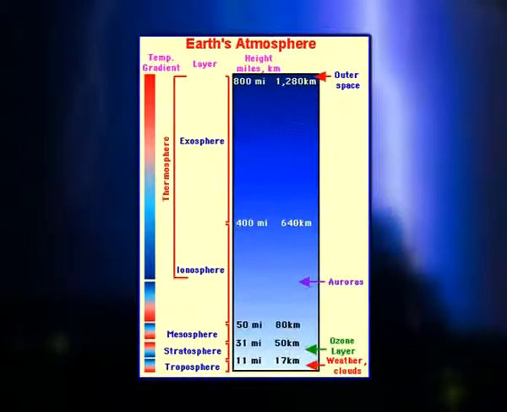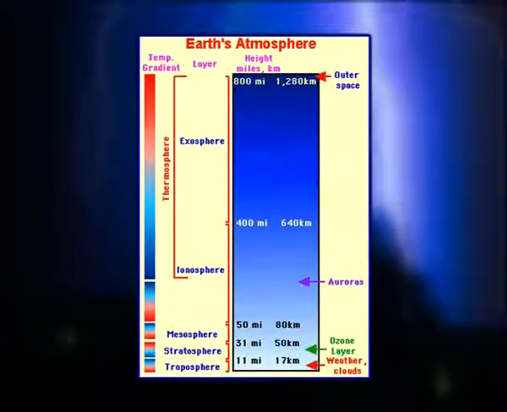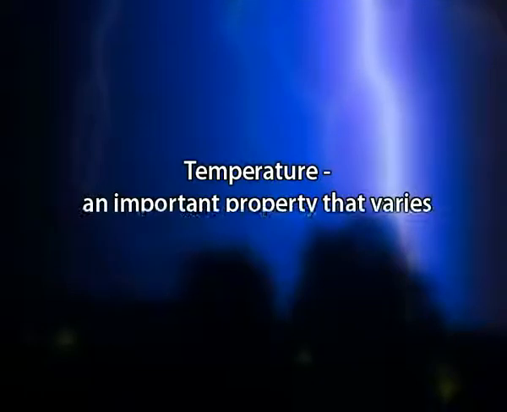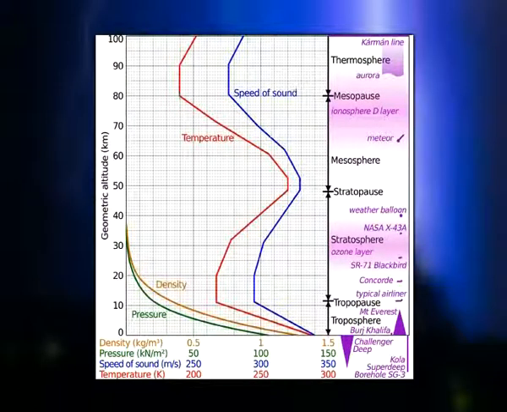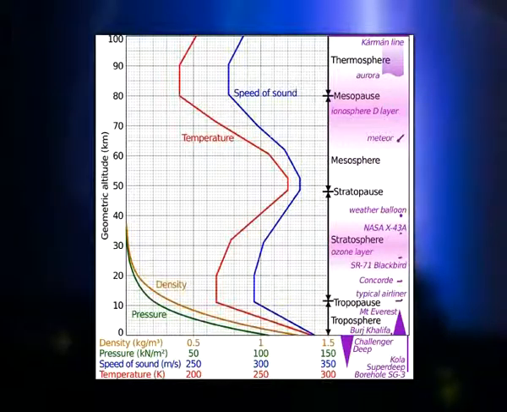The different layers of the atmosphere are defined on the basis of their characteristics. Temperature is one important property that varies in the atmosphere with height. Based on temperature changes, the atmosphere can be broken into 4 major layers and another 3 small intermediate layers that serve as transition regions from one layer to the next. There is the troposphere and tropopause, the stratosphere and stratopause, the mesosphere and mesopause, and the thermosphere.